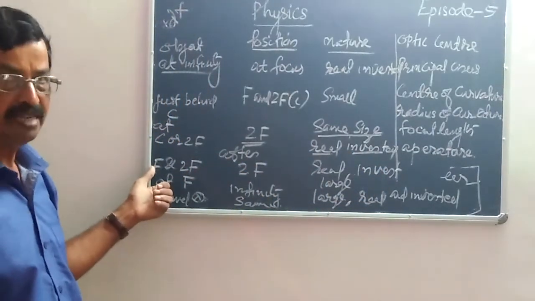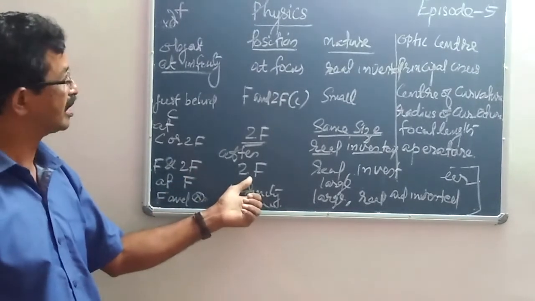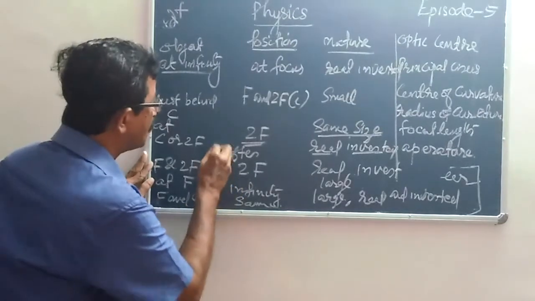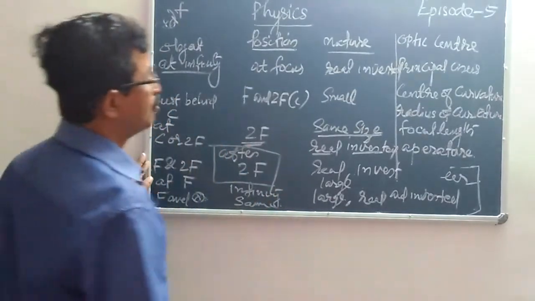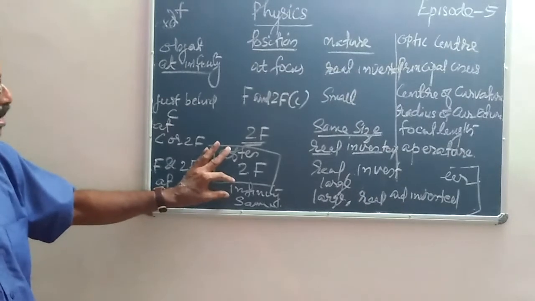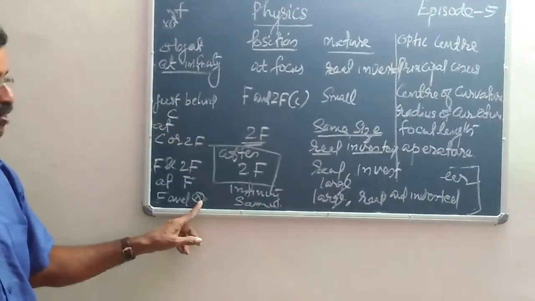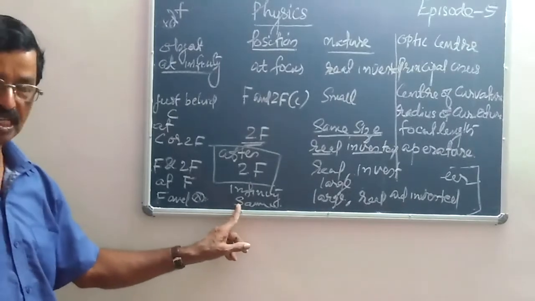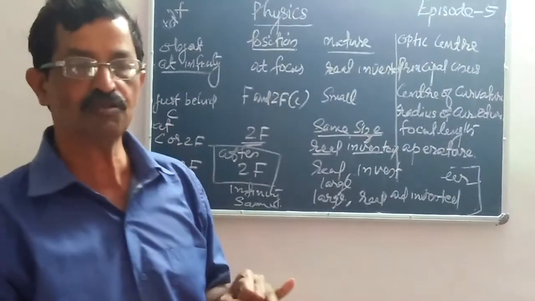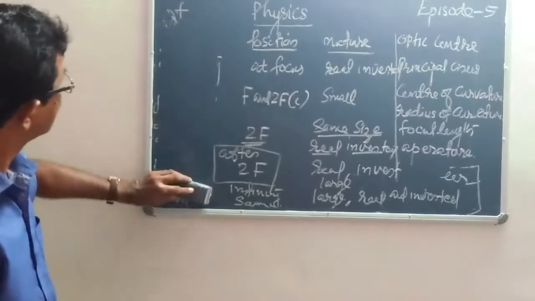When we place the object in between F and 2F, the image is obtained after 2F on the other side. After 2F, it is real, inverted, large in size. Then at F, the image will be at a large distance. That image is large, real and inverted. Then between F and O, O means optic center, we cannot get that image on the screen, but we can see it on the lens. It is also large, virtual and erect. Now these are the images formed by a convex lens.